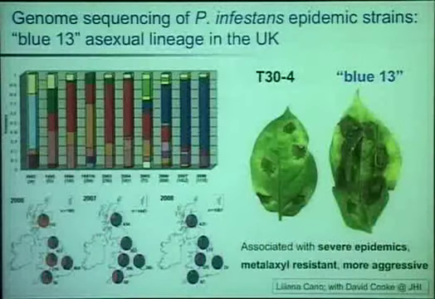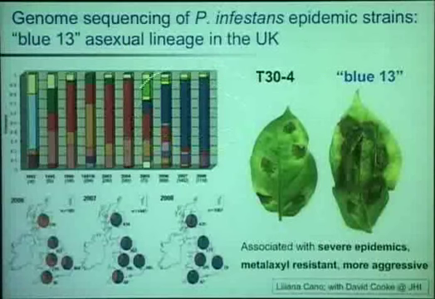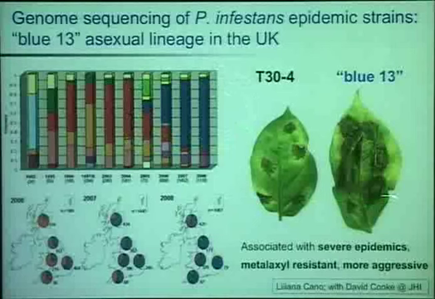So we've done a lot of sequencing. We sequenced the major strains that are causing epidemics. We have about 6 or 7 genome sequences right now of the pathogen, including both genome sequence and transcriptional profiling. And one example is this strain called Blue 13. This is an asexual lineage that exploded in the UK. This genotype now accounts for 70 to 80% of all the isolates. It's more aggressive. You can see how it spread rapidly. That's an example of a strain we sequenced.